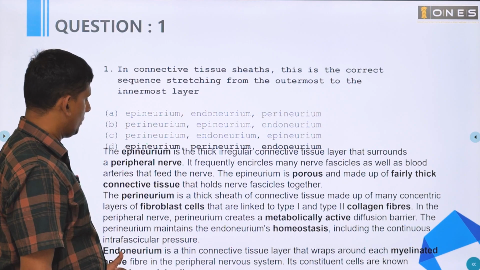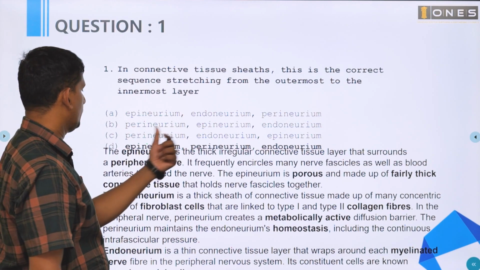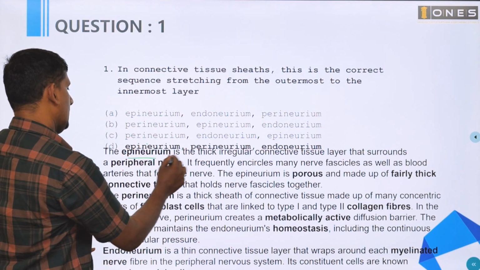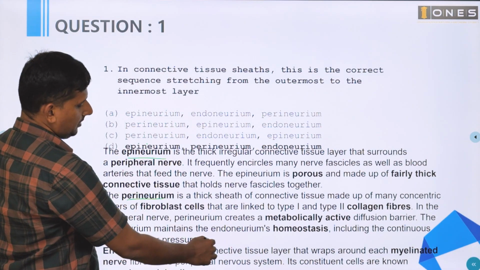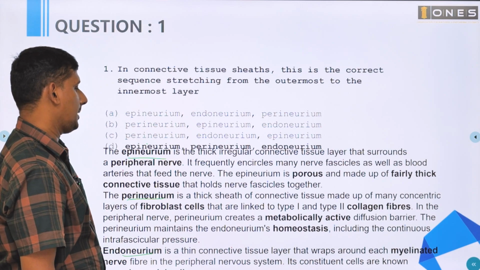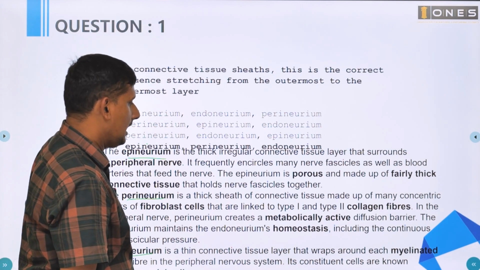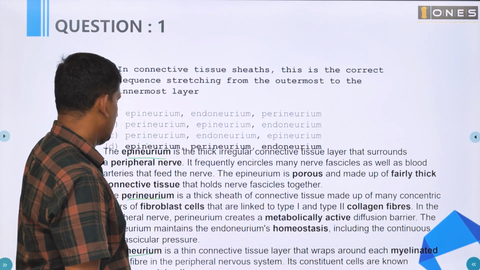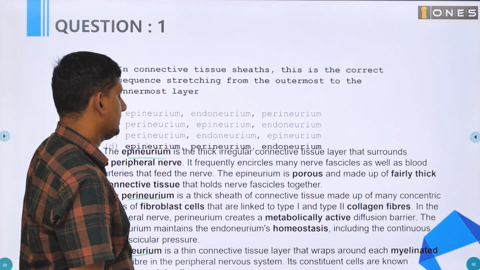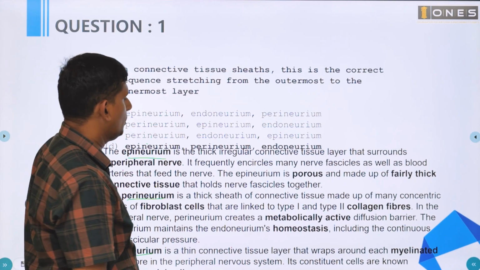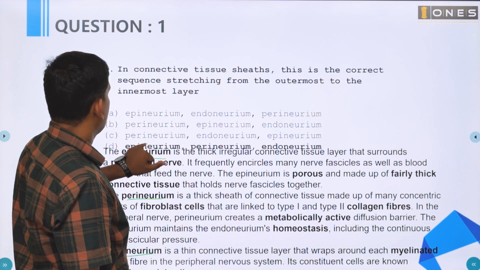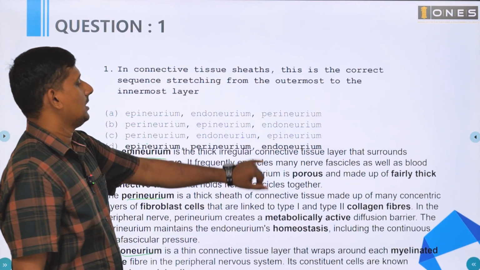Then coming back to the endoneurium, that is the last structure. So, epineurium is the first one, perineurium is the second one. Then comes the endoneurium. Endoneurium is a thin connective tissue layer that wraps around each myelinated nerve fiber in the peripheral nervous system. Its constituent cells are known as endoneurial cells. So the order is epineurium, perineurium, and endoneurium.